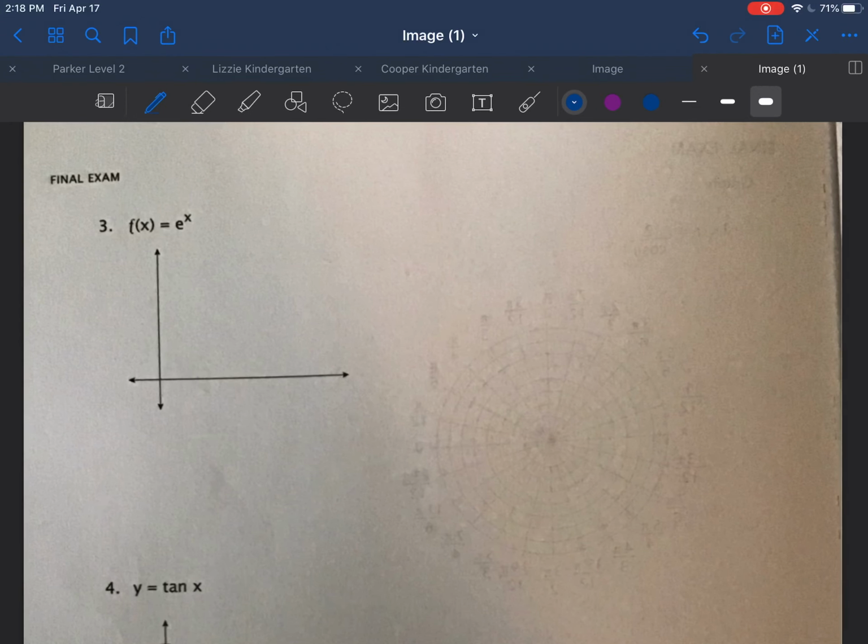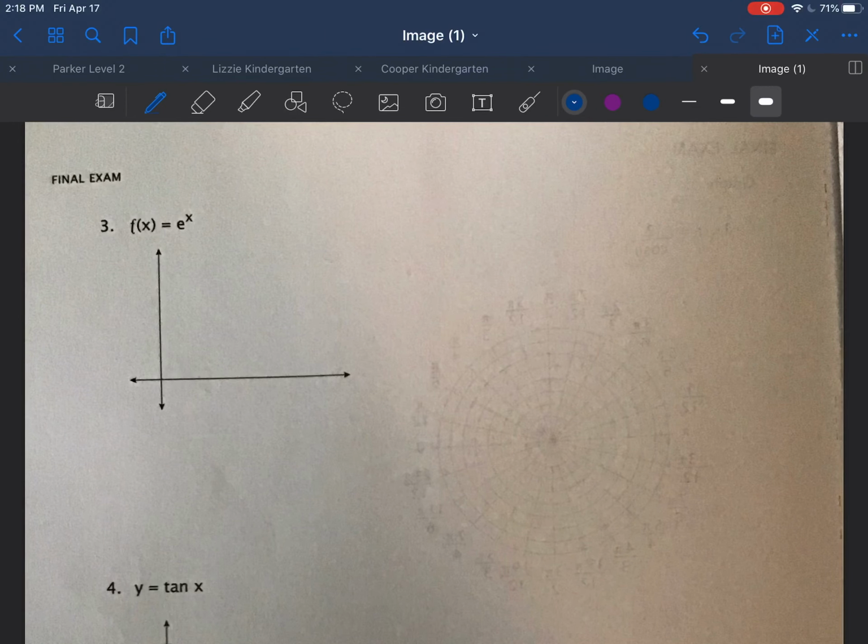Okay, 3, this is just the parent function, e to the x. It's an exponential function. It starts down here at 0, and then it increases exponentially. The other thing I might ask you about, hint, hint, hint, is the log function.